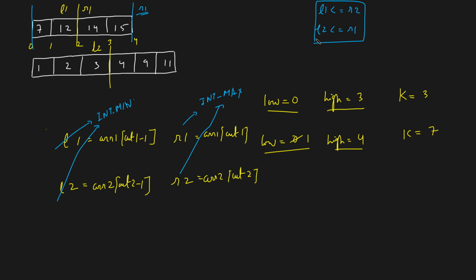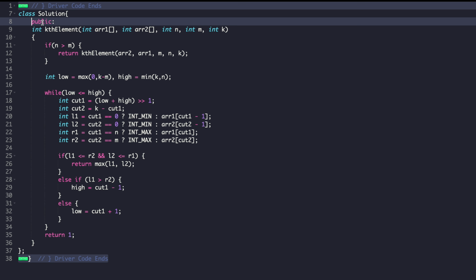Apart from this, it's much similar to the previous question. I'll be discussing the C++ code. Again, the Java code is exactly identical. Just in case of int min and int max, you take Integer.MIN_VALUE and Integer.MAX_VALUE. Otherwise, it's exactly the identical code.